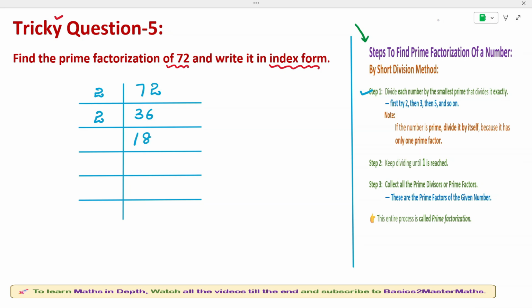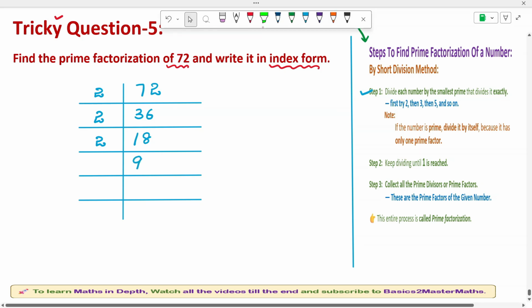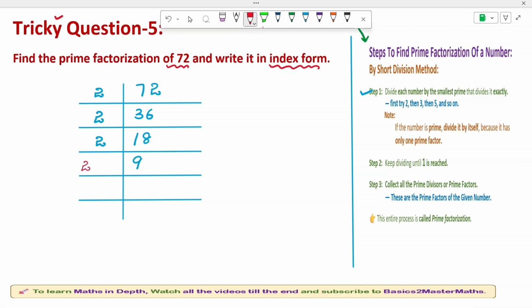Again, start dividing 18 by the smallest prime 2. Since 2 divides 18 exactly, we get 9. Again, start dividing 9 by the smallest prime 2. Since 2 does not divide 9 exactly, move to the next smallest prime 3.